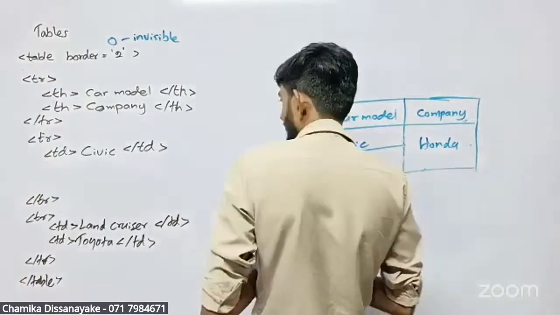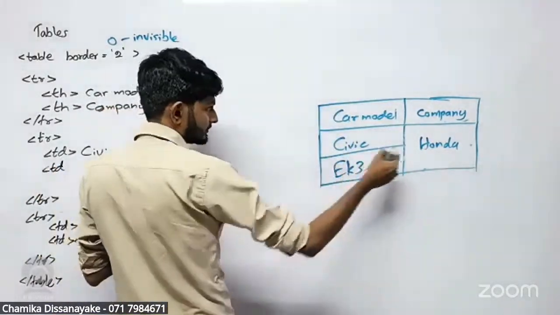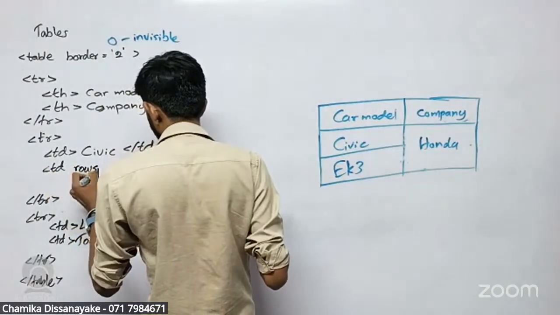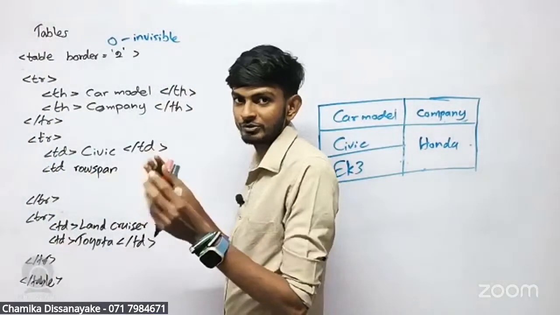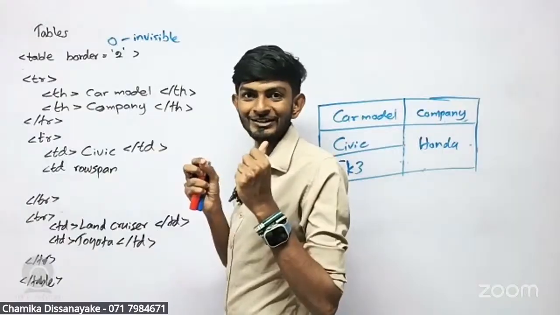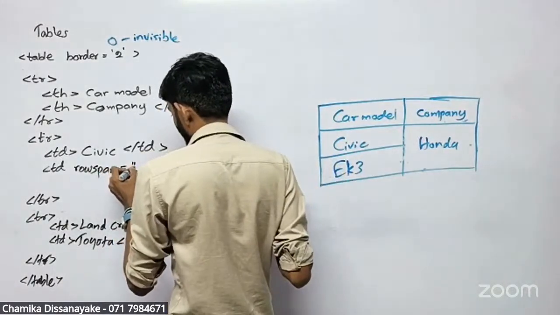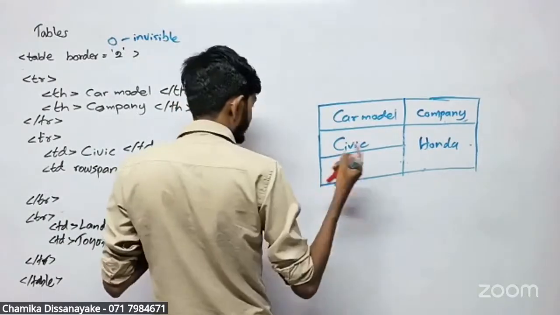So then I'm going to start the second data, TD, but with two rows. Rowspan. The previous one is colspan to merge two columns. So here rowspan to merge two rows. So number two, okay? We have to put the number. And then Honda.